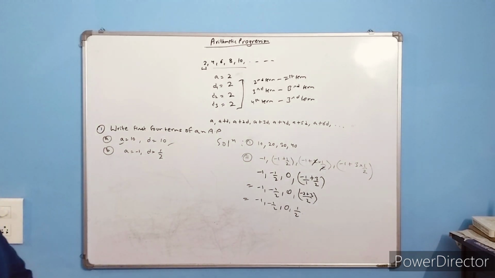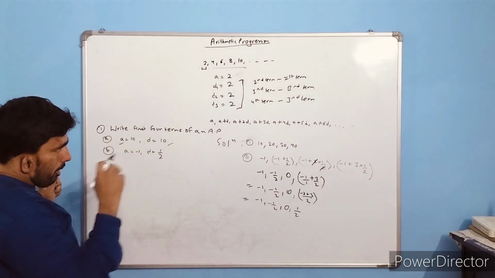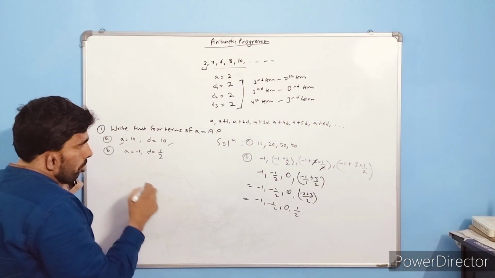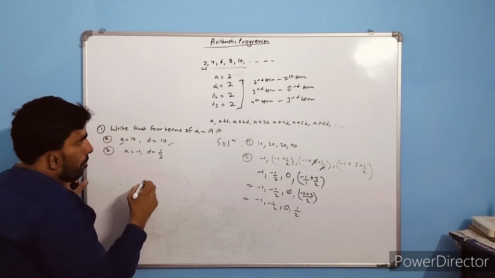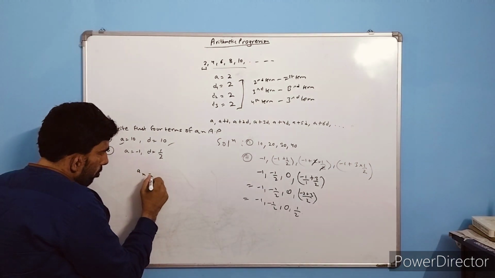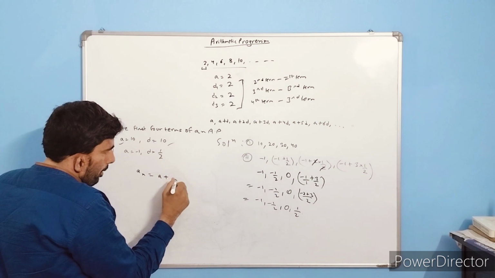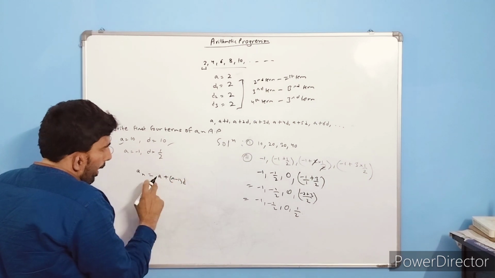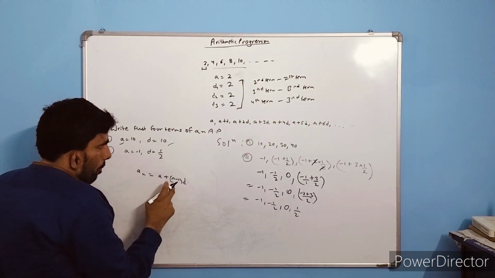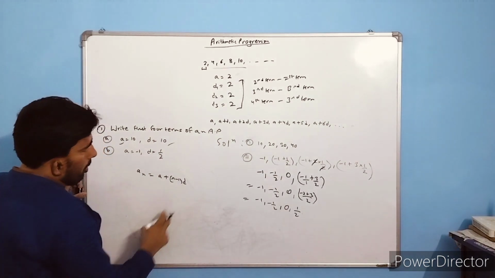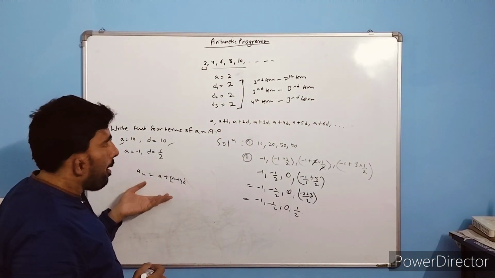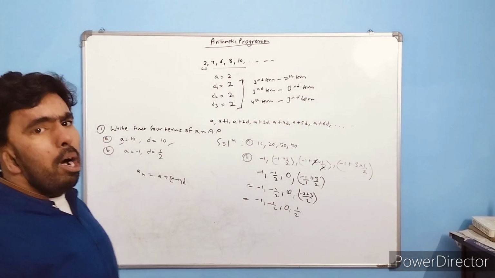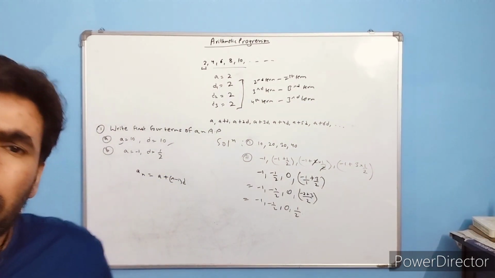We'll try to find the nth term, the formula which I have already written on the board. So the formula to find the nth term of an AP is a plus n minus 1 into d. A is the first term, n is the number of terms, and d is the common difference. Now we'll apply this formula in the numericals and see how we are able to solve them.